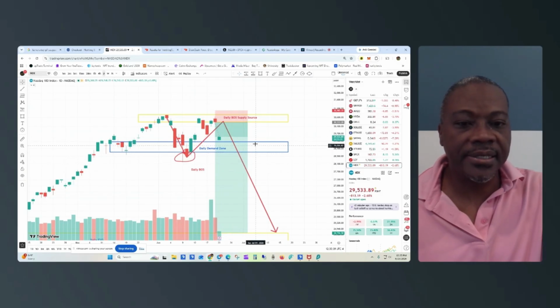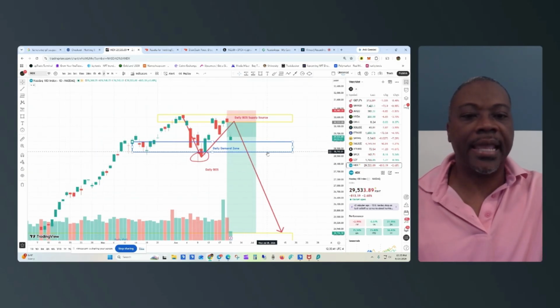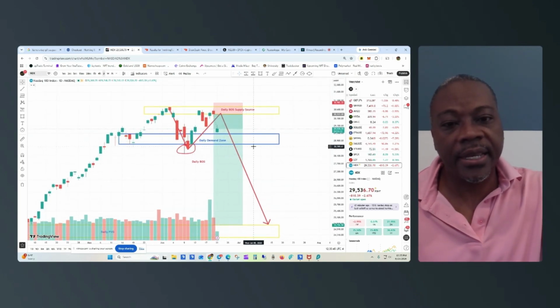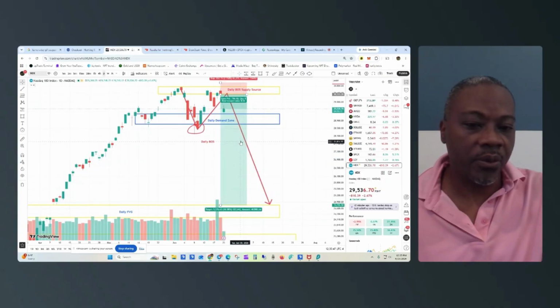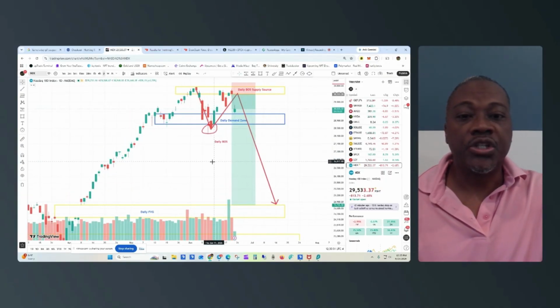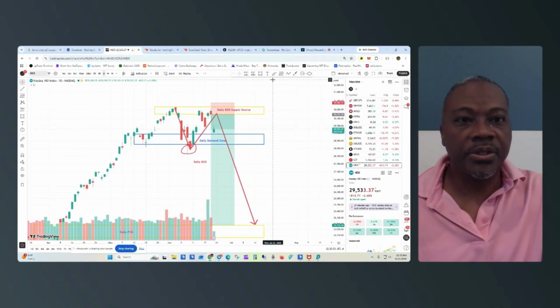And you may see some dead cat bounces or some fakes, stop hunts to push us back up into this area again. But we are undoubtedly going to fall back down to this area here. Okay. All right. So I'm going to do a little projection tool on this. This is what I would expect to see from the NASDAQ from now.